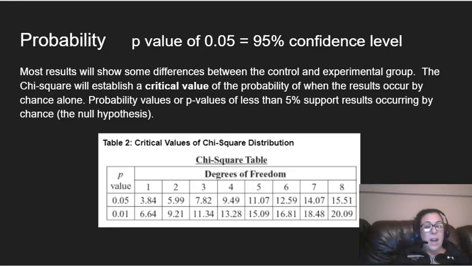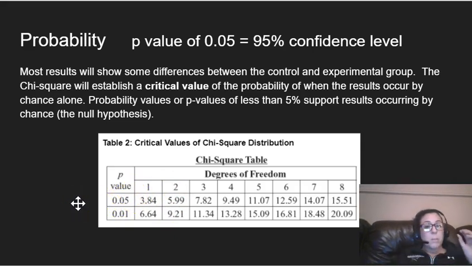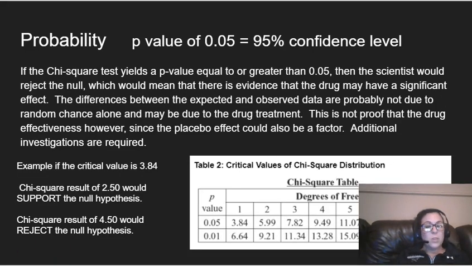So if I was looking at the results from a drug analysis test and I was looking at one drug compared to the placebo, I would look at a degrees of freedom of 1 because there were 2 possible outcomes. And then my p-value would be 0.05, so I would be looking right here at 3.84, and that would be the critical value that I would compare my chi-square value to. Okay, so let's look at this chi-square value in an actual example.